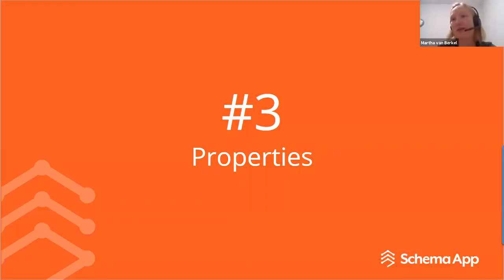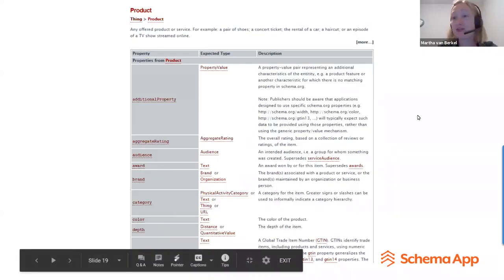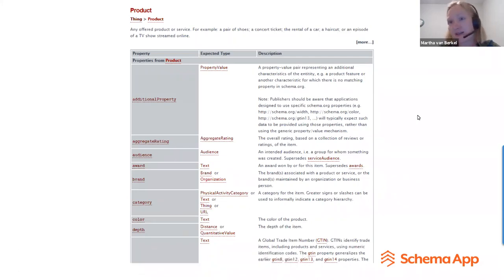All right, number 3, properties. Make sure we're all on the same page. Properties are the parts of schema.org that we use to describe something. Here we have a product, and the properties for product are things like additionalProperty, aggregateRating, audience, award, brand, category, color, depth. There are often up to 40 or more different properties for each of these classes and types.